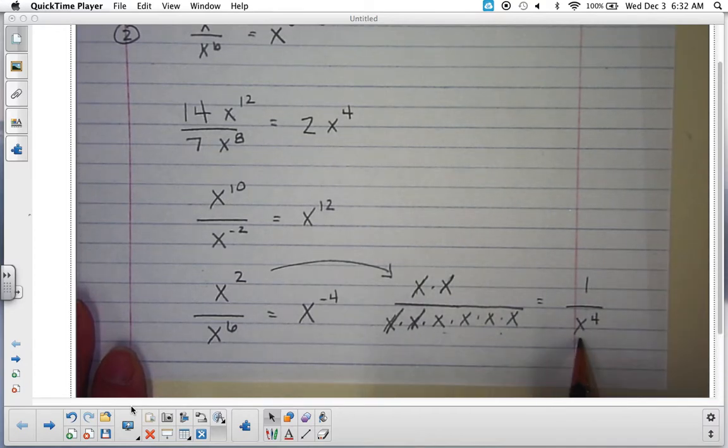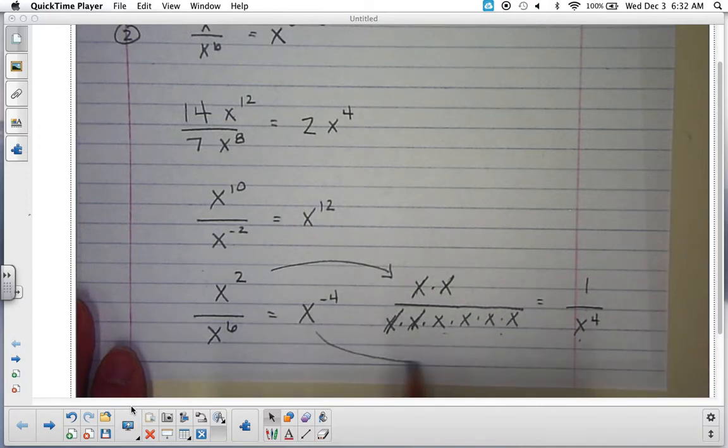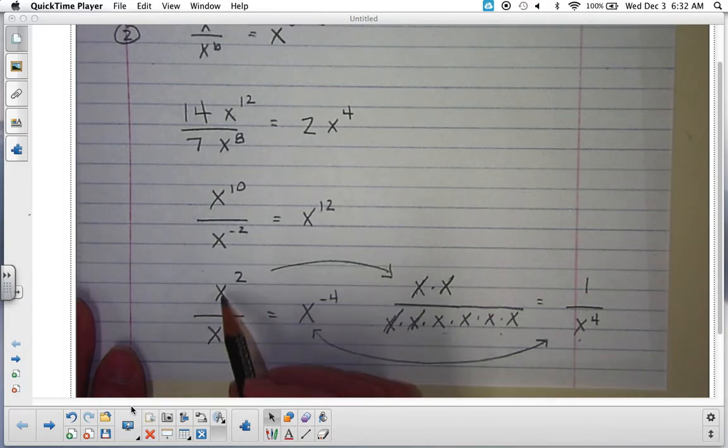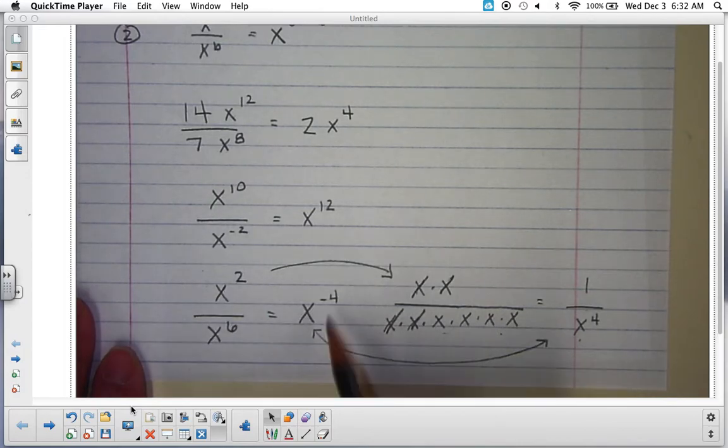There are 4 x's on the bottom. So this is an equivalent answer. These are equal to each other. Either way is okay. To kind of take 2 off and leave the more on the bottom, or to just apply the rule.